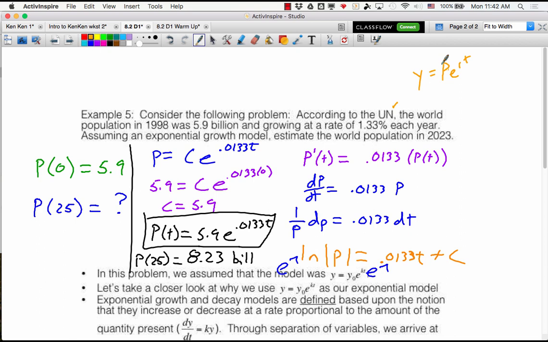5.9 billion would go here. Your T would be from '98 to '23, so that's 25 years. And R would be your growth rate. A growth rate of 1.33% is actually 0.0133. You plug it all in, you get your answer. Done. Now, why would we do calculus? Well, here's how you can do it. You've got your initial population, and you want to find out what the population is 25 years from now.